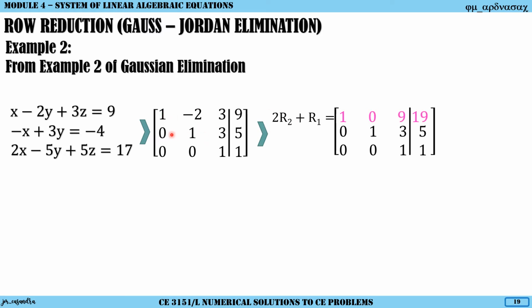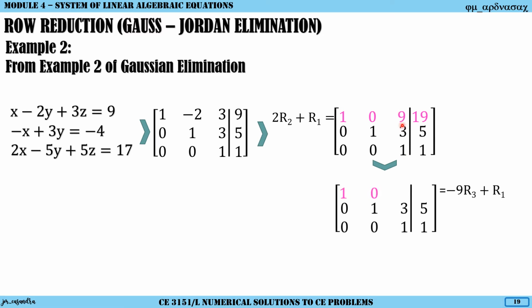So if you apply this one, that's 2 times 0 plus 1 is 1, 2 times 1 plus negative 2 is 0, 2 times 3 plus 3 is 9, 2 times 5 plus 9 is 19. Okay, next we reduce 9 to 0, and we can achieve that by multiplying negative 9 to R3 plus R1. So that will now be negative 9 times 1 plus 9, we get 0. So negative 9 times 1 plus 19, we get 10.